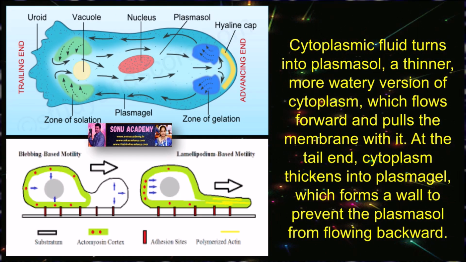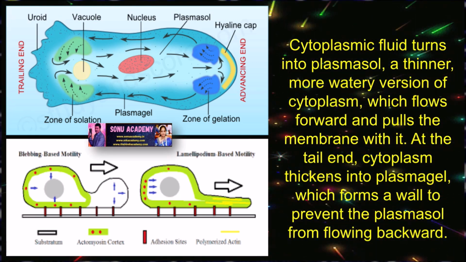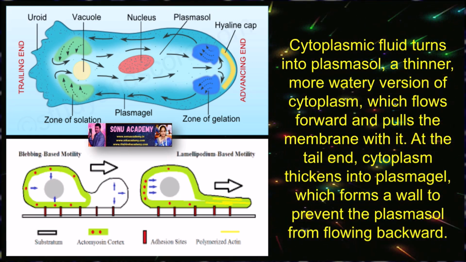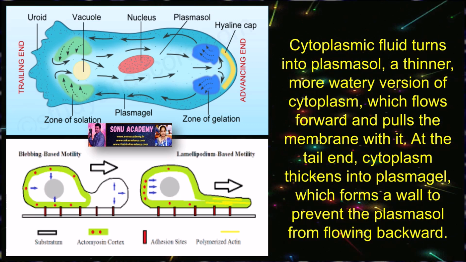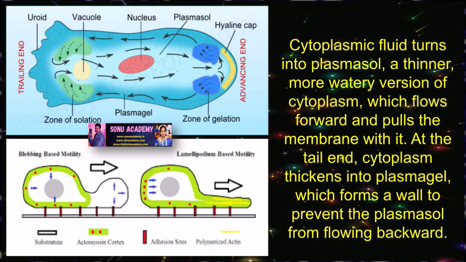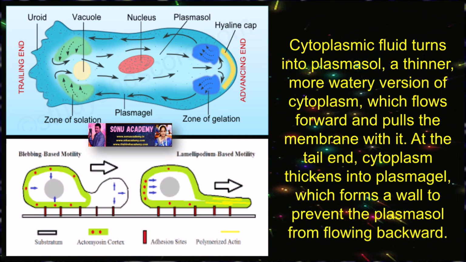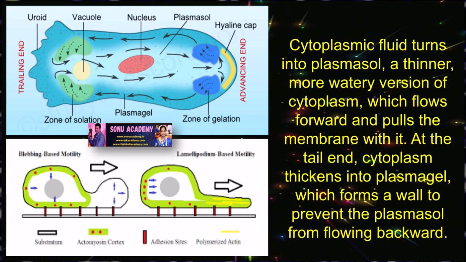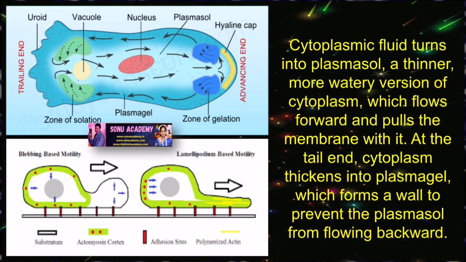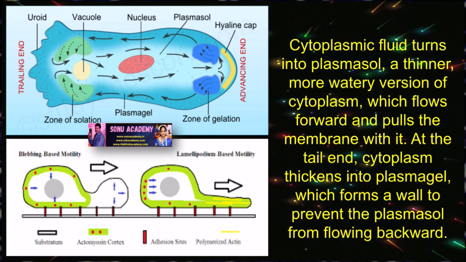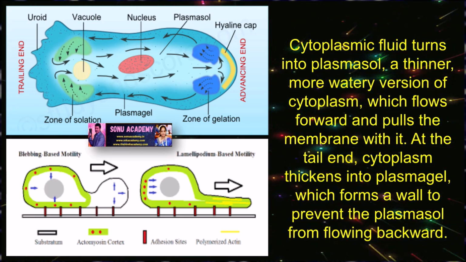Plasmasol and plasmagel. Cytoplasmic fluid turns into plasmasol, a thinner, more watery version of cytoplasm, which flows forward and pulls the membrane with it. At the tail end, cytoplasm thickens into plasmagel, which forms a wall to prevent the plasmasol from flowing backward.